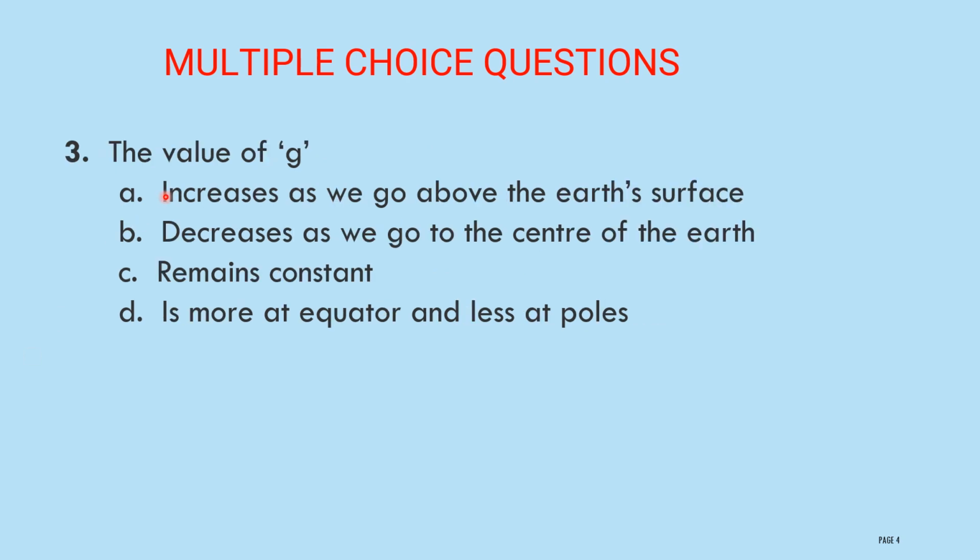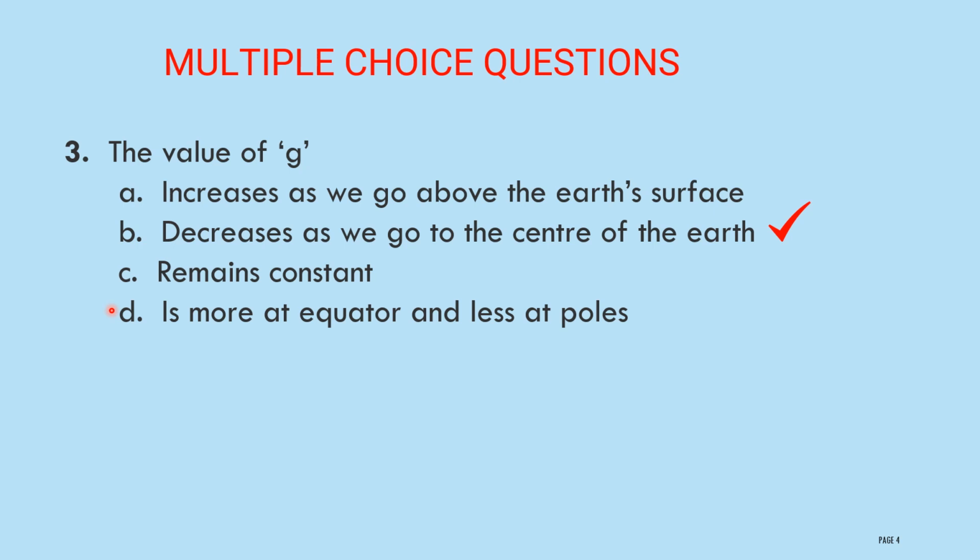Next question: the value of g. They are asking how it will vary. Option A, increases as we go above the earth's surface. B, decreases as we go to the center of the earth. Option C, remains constant. Option D, is more at the equator, less at the poles. The correct answer for this question is decreases as we go to the center of the earth.